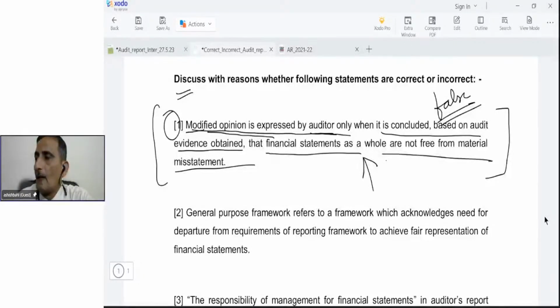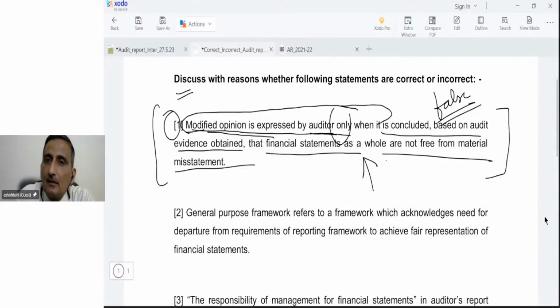So the point is, the statement states modified opinion is expressed by the auditor only when. It is not the case. It is not the only. Modified opinion is also expressed by the auditor when it is concluded that he has not been able to obtain sufficient appropriate audit evidence to conclude that financial statements are free from misstatements. Okay. So yes, Bhumika, you are right. It is correct only partly. So you have to state it is incorrect. Only one part of it is correct.